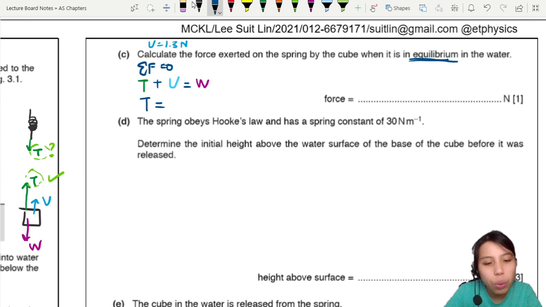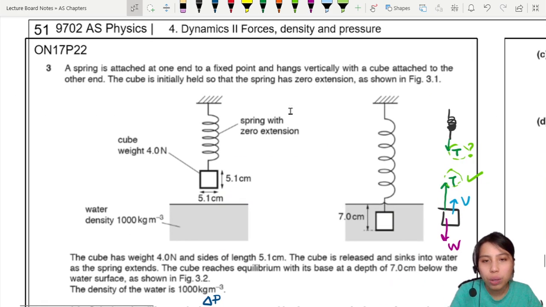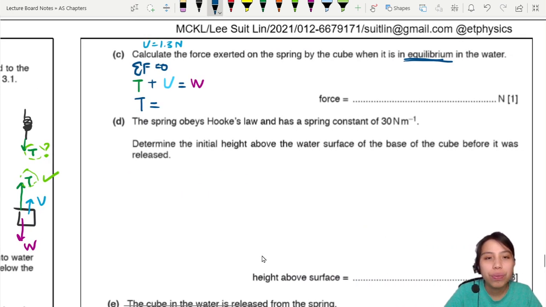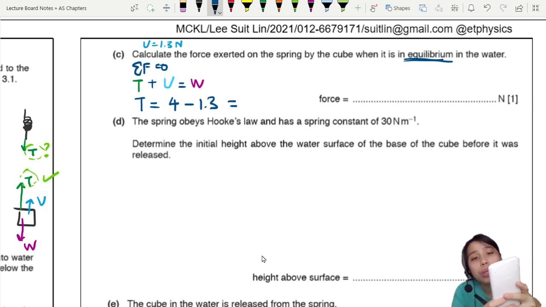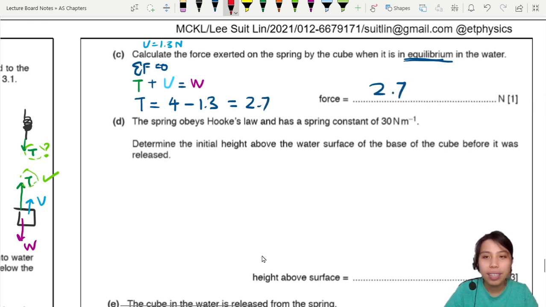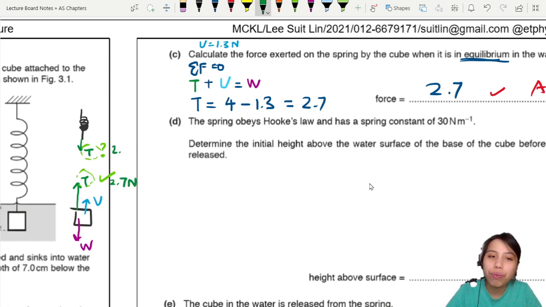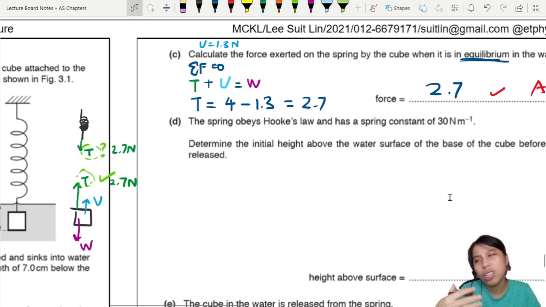So weight is, what's the weight? They got to give, right? Weight is 4 newtons. Okay, very good. So 4 newtons over there, minus the upthrust force, which is 1.3 from the previous. So 4 minus 1.3 will give us 2.7 newtons. So right here, 2.7. And that's just 1 mark, unfortunately. No working mark. Okay. So this 2.7 is going to be our force on cube, which is also the force on the spring by the cube. They are Newton's third law pairs.